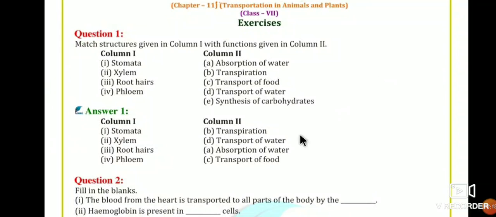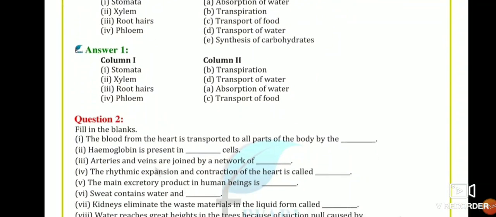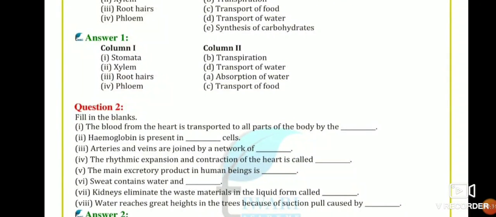And root hairs. What is the function of root hairs? Root hair function is absorption of water. Phloem is for transport of food. The function of the phloem is transport of food.